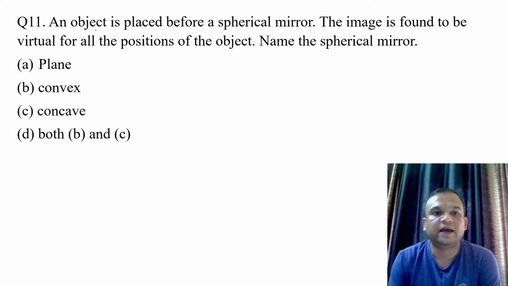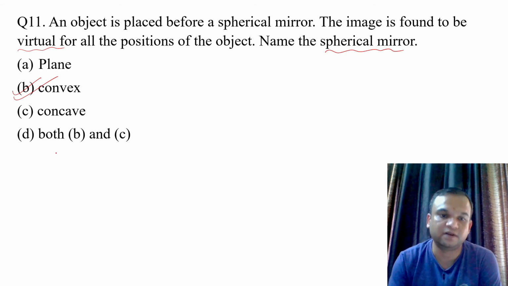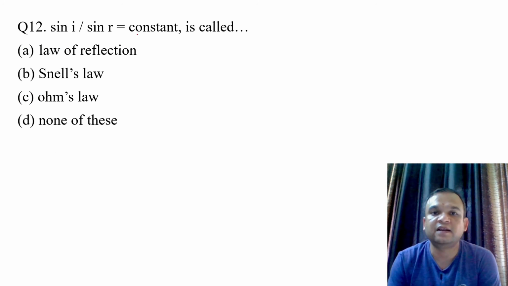Next question says, an object is placed before a spherical mirror, the image is found to be virtual for all the positions of the object. Name the spherical mirror. If the mirror is a spherical mirror and the images are always virtual for all the positions, the mirror should always be a convex mirror. Sin i upon sin r is a constant, and this is explained through Snell's law. It is a law of refraction.